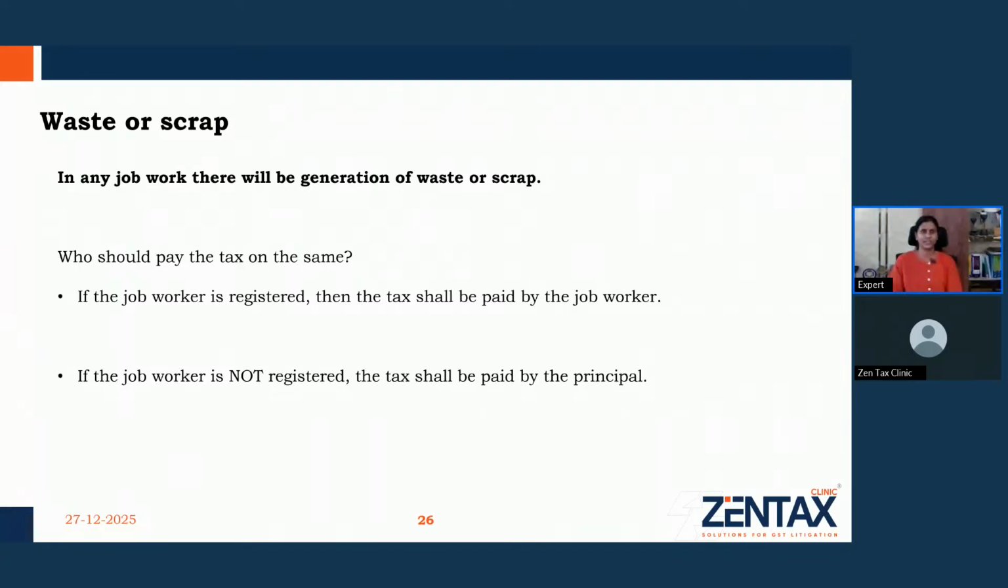Waste or scrap. This is another common question: when the job worker undertakes the contract, there will be a generation of some waste or scrap. So for that waste or scrap, who should pay the tax? Here, if the job worker is a registered person, then the tax shall be paid by such job worker. In case the job worker is not a registered person, then for that waste or scrap, the tax shall be paid by the principal himself.